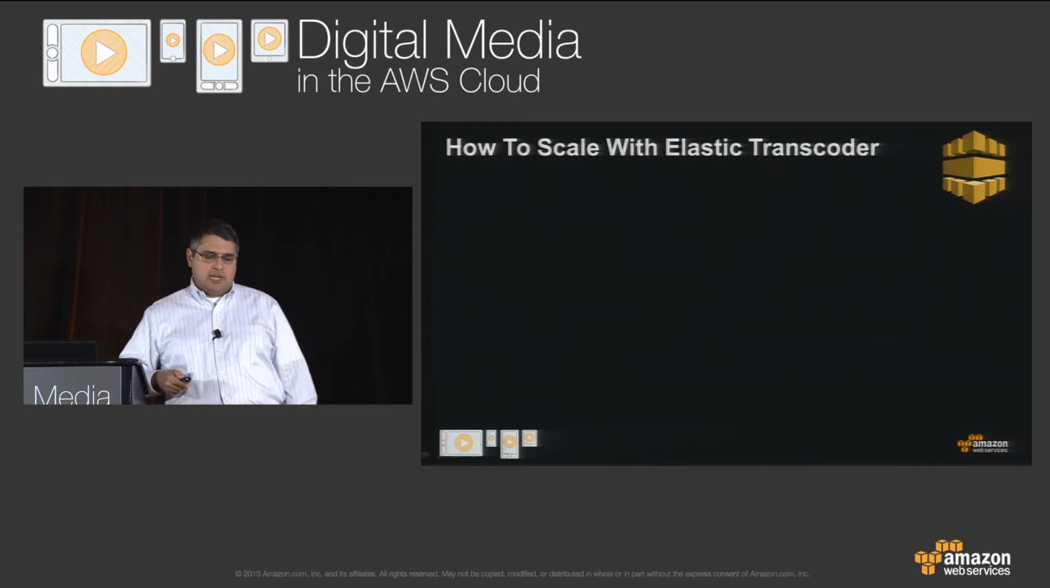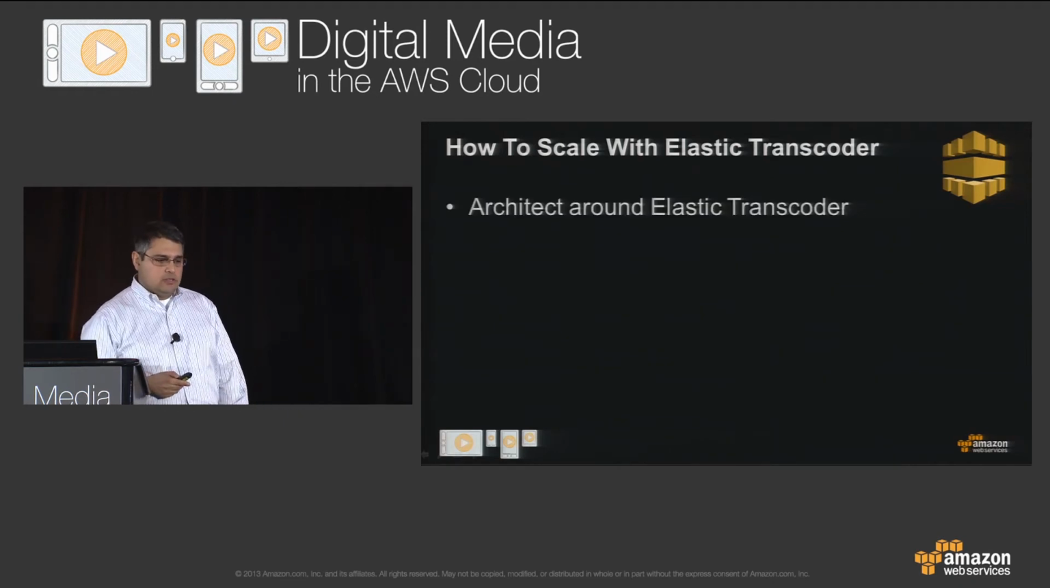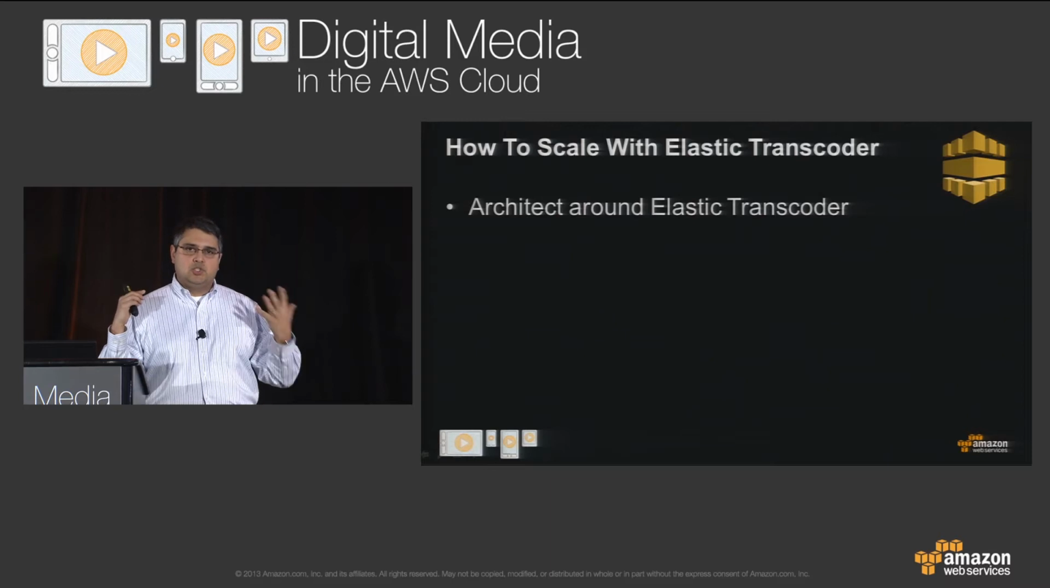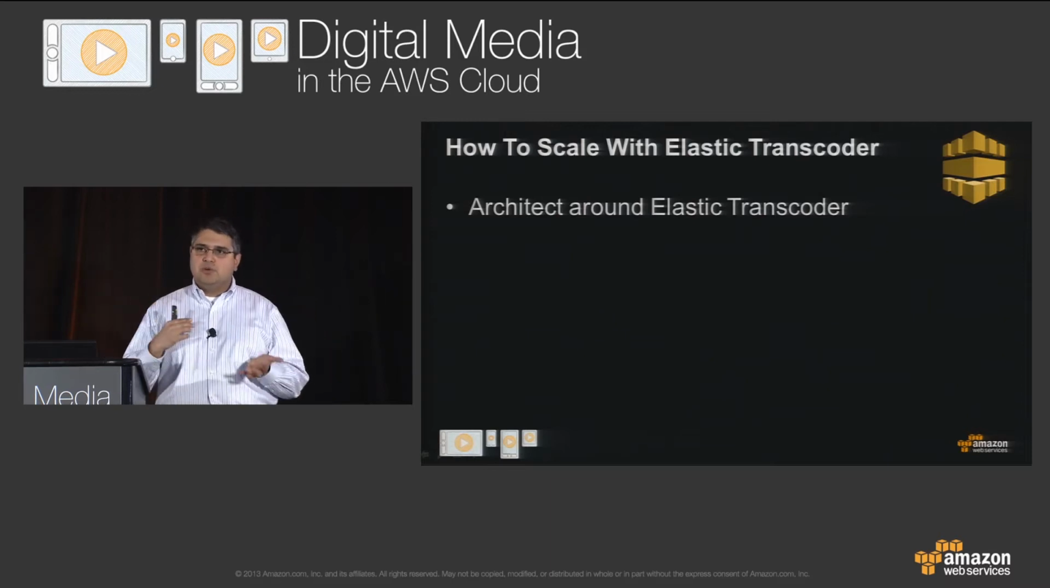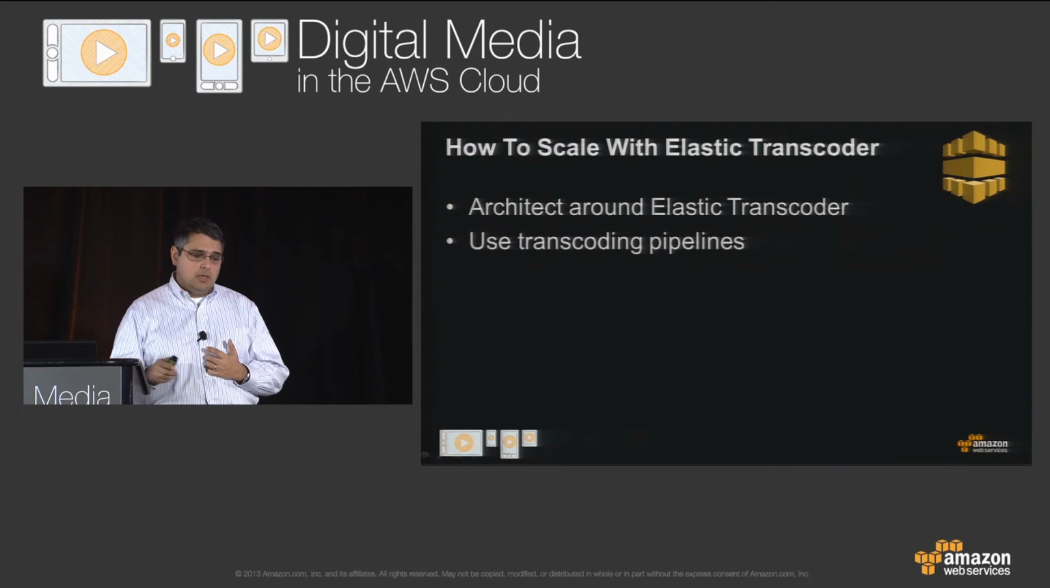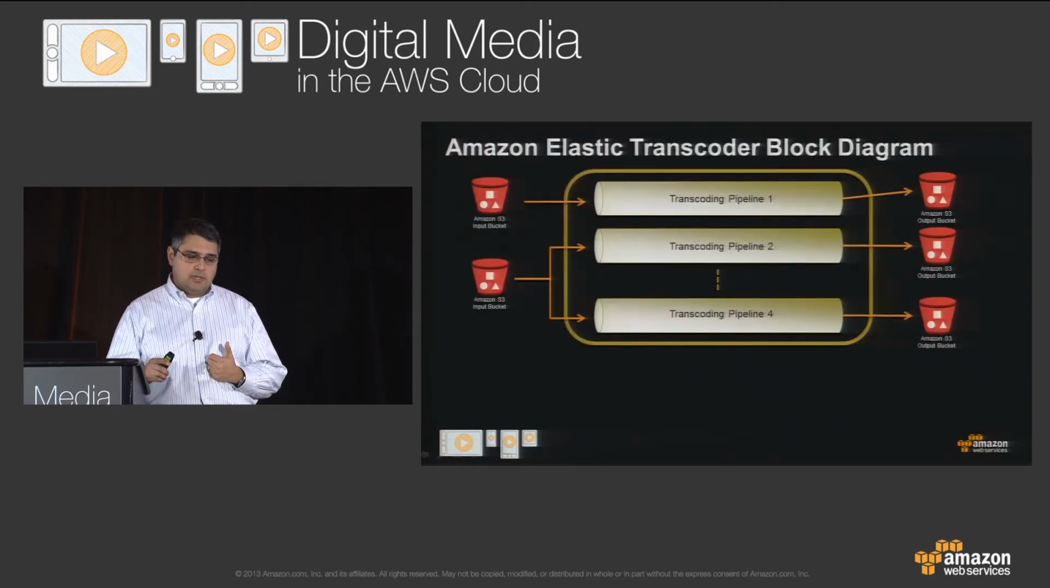So how do you scale with Elastic Transcoder? The first point to make is that you really want to architect around the service itself. So think about sending us jobs as opposed to the way that you might be doing things on-prem today. You really want to think about sending us individual jobs and then configuring the transcoding service to handle those jobs in the way that you want them to be handled. You can use transcoding pipelines, and I'll give you a picture to explain that.